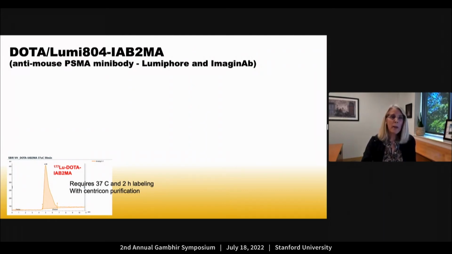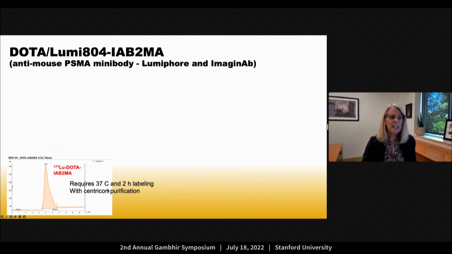And so we did a direct comparison with DOTA, which is the standard chelator that's used for lutetium. And just to show you in terms of the radio labeling, people do use DOTA for radio labeling antibodies with lutetium.